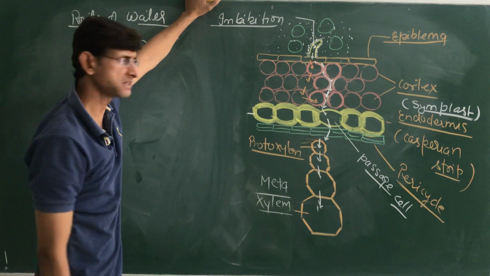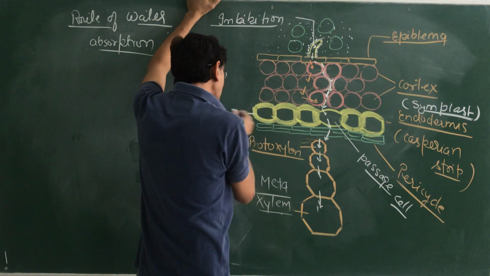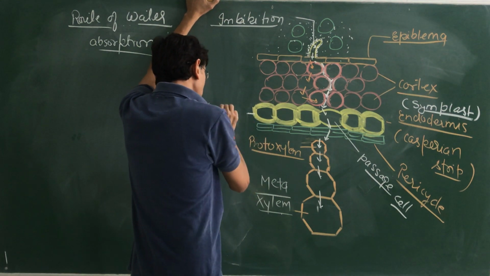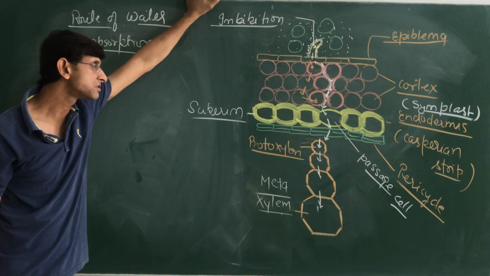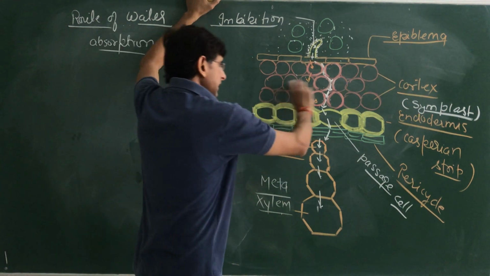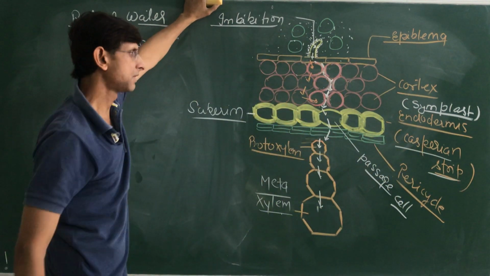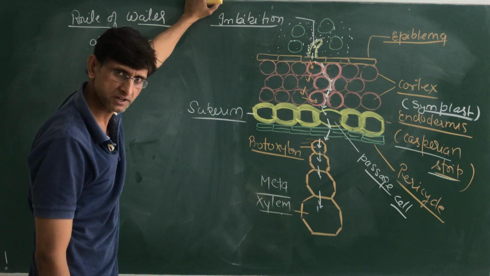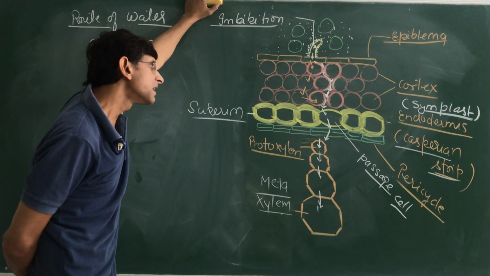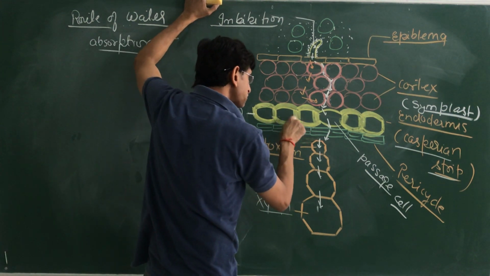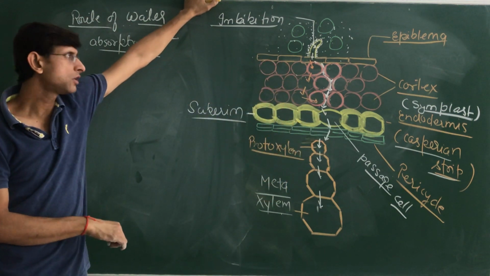The cells of the endodermis are barrel shaped, and their radial and tangential walls are deposited with an impermeable substance named suberin. Due to this deposition of suberin, this complete layer of endodermis is known as the Casparian strip, after the name of its discoverer, Caspary. So the Casparian strip is deposited with suberin, and this suberin makes this layer impermeable for the movement of water.